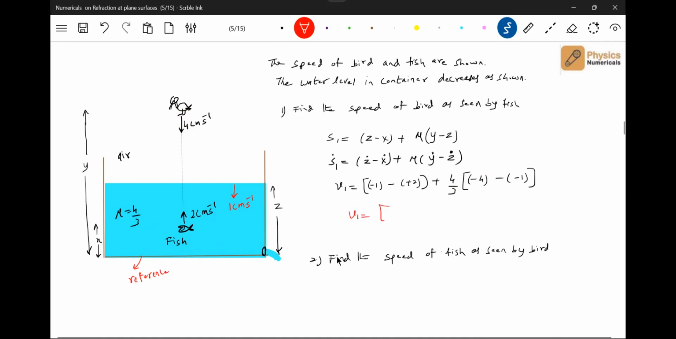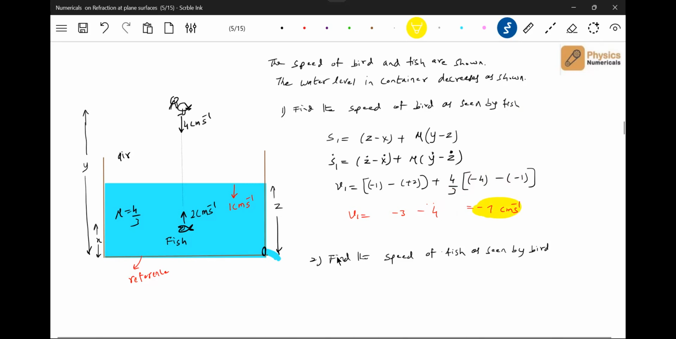So, this will become minus 1, minus 2, minus 3, minus 5, minus 20 by 3. Oh, sorry, calculation mistake. Minus 4 plus 1 will be minus 3. Minus 3, 3 get cancelled, so minus 4, so minus 7 centimeter per second. This will be our answer.